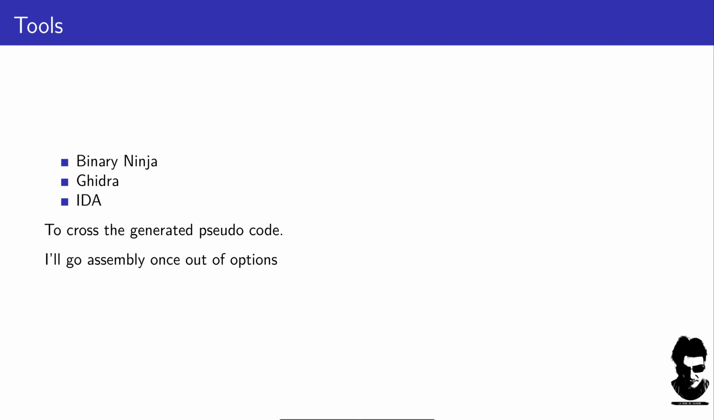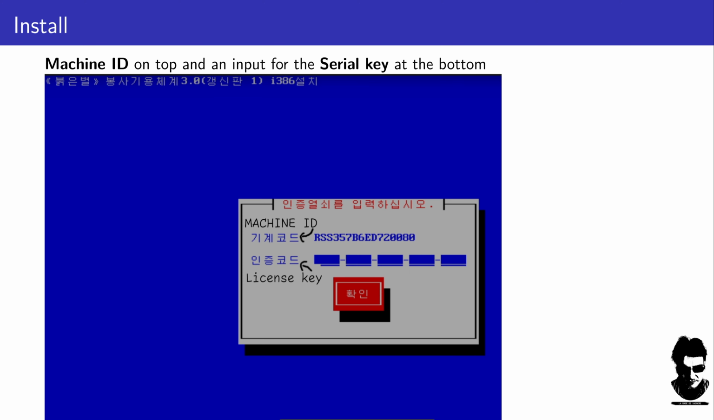For the tools I've used Binary Ninja, and from time to time Ghidra and IDEA. I did this because I don't want to go into assembly unless I run out of options. And lucky for me, I didn't have to.